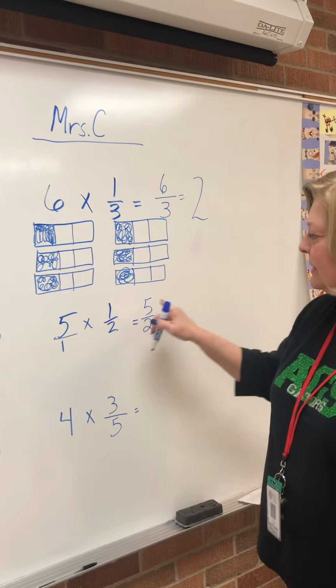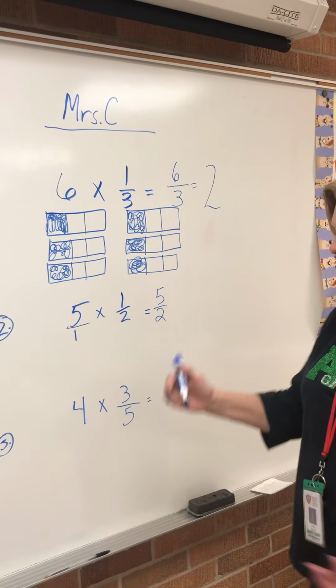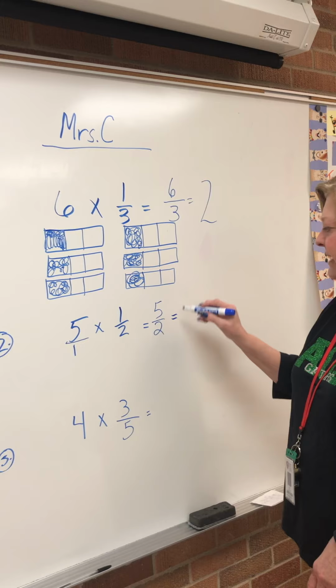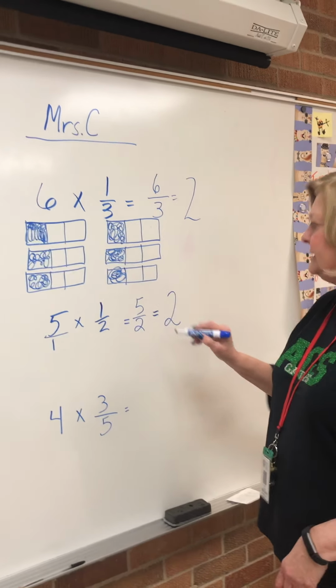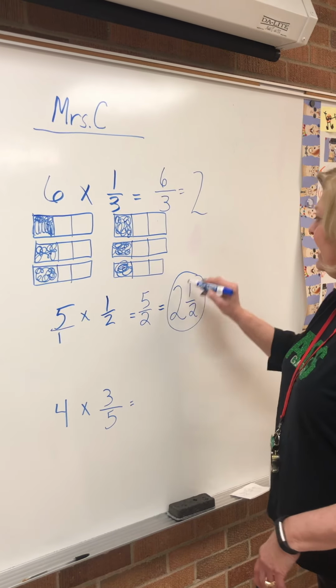So 5 times 1 is 5. 1 times 2 is 2. So now turn it back into a mixed number. I know that 2 can go into 5 2 whole times with 1 left over. So my final answer is 2 and 1/2. Let's see what you get.